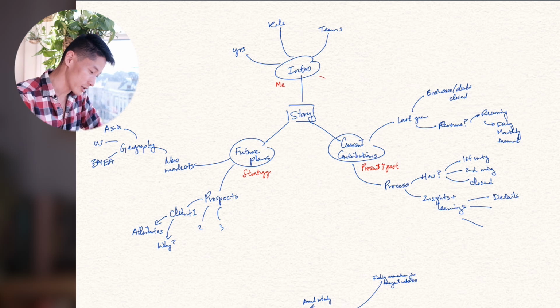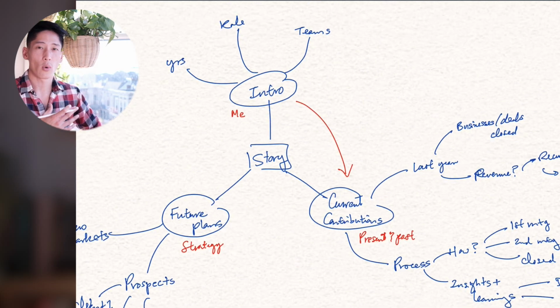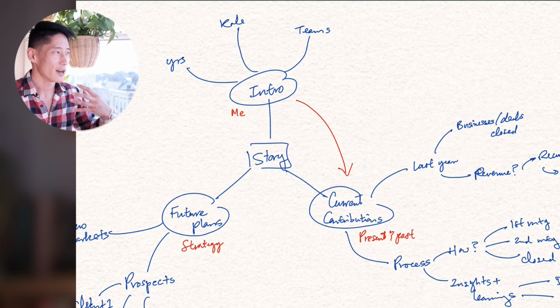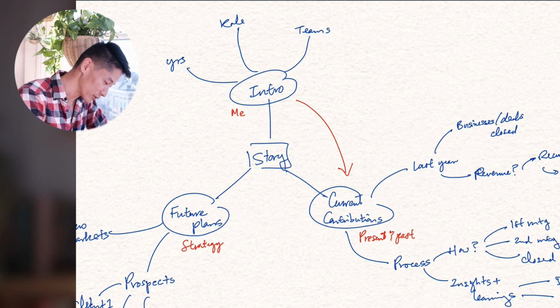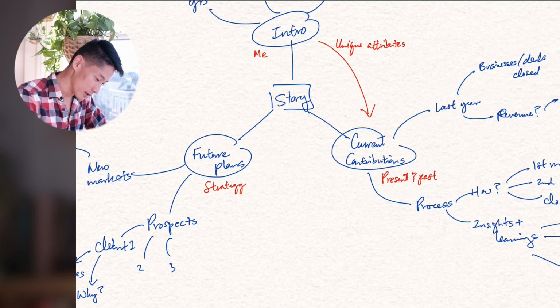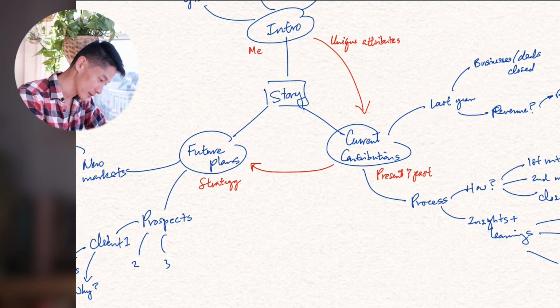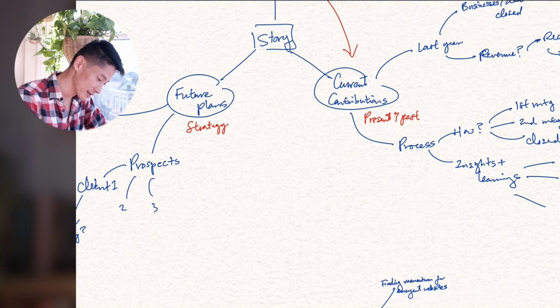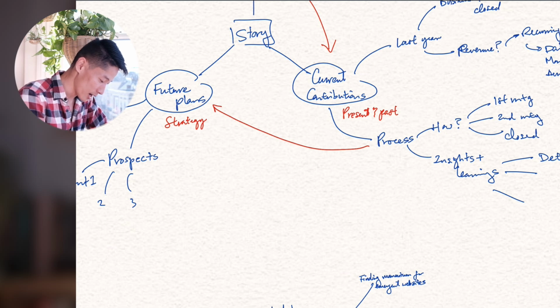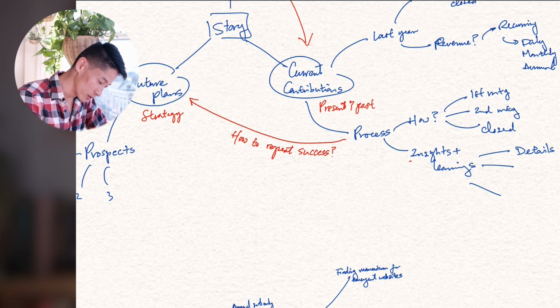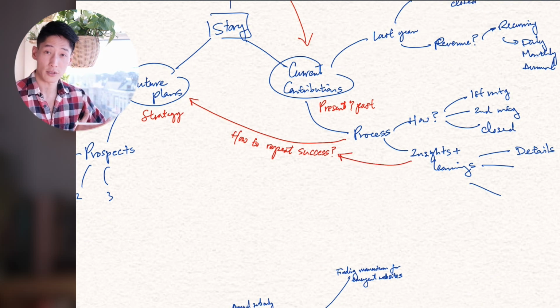A possible linkage he may want to highlight is, why was he uniquely suited for closing all these businesses, or opening up all these avenues for revenue, right? So unique attributes. And then the linkage between the present and the past to the future strategy is actually the process. How he closed these businesses, how he made new business happen matters, right? So how do we translate how to repeat success? And that's where the learnings and the insights essentially will occur.